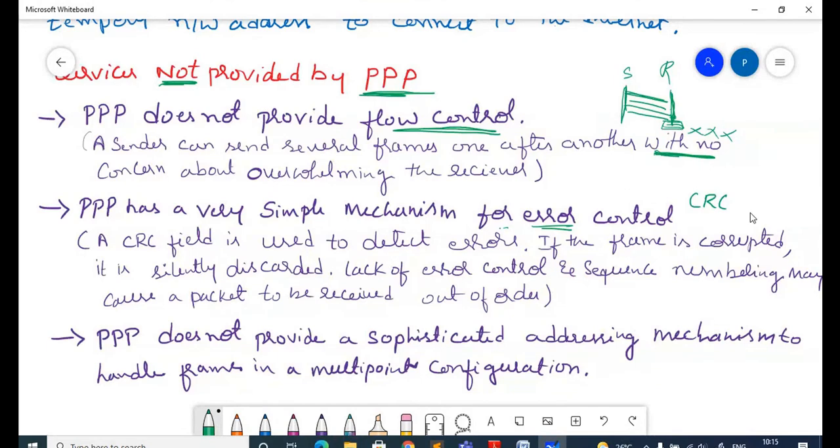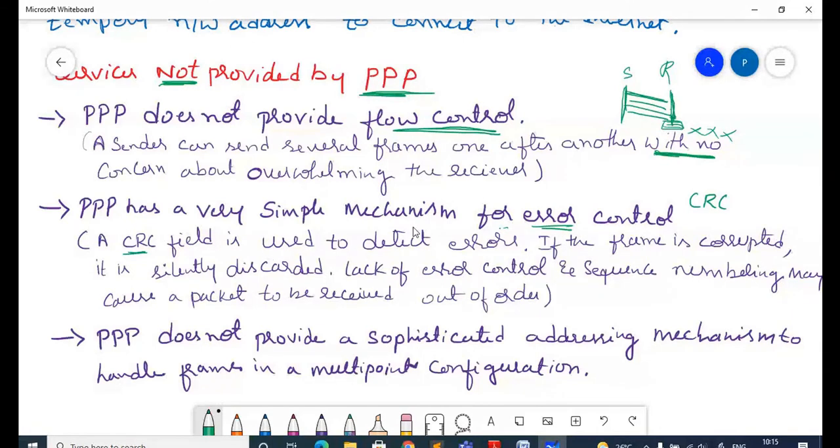So there will be a field in the frame. When we go to the frame structure, you can identify there will be one particular field that will have the CRC. It is used to detect the error if the frame is corrupted, and then it is silently discarded. We already know all this procedure. In case it is corrupted, it will discard and it may ask for resending.